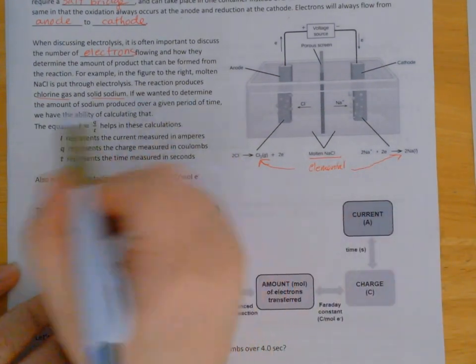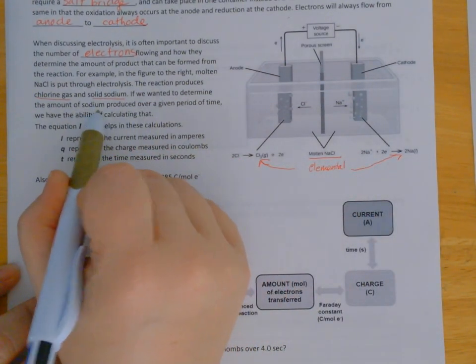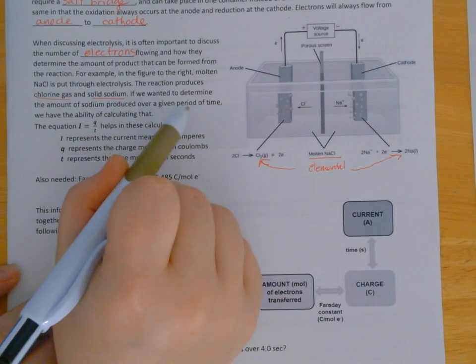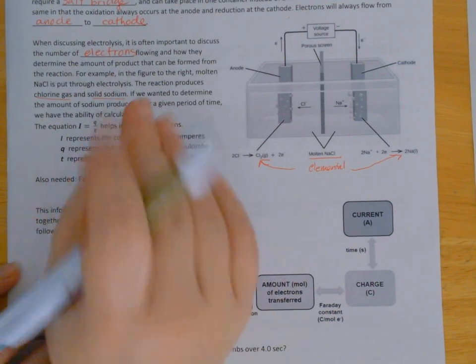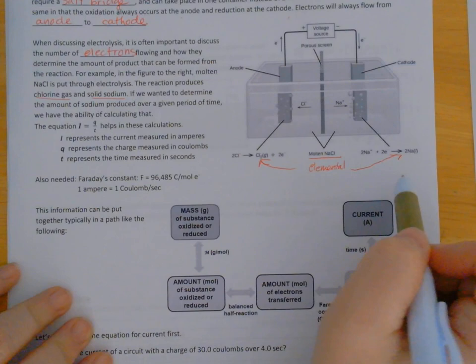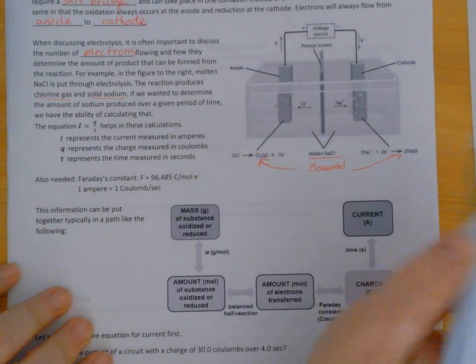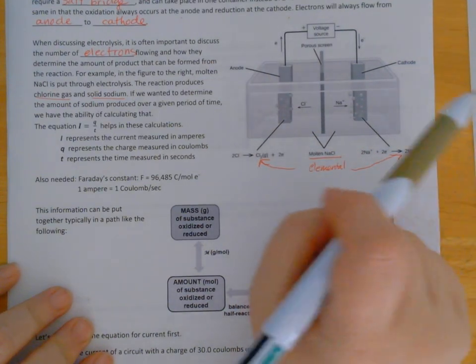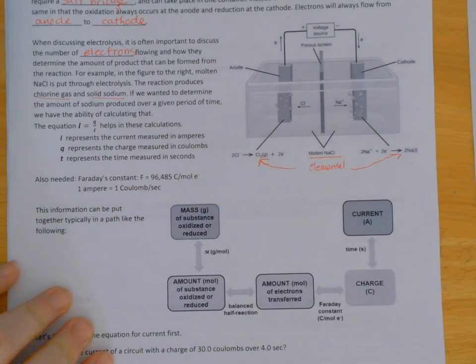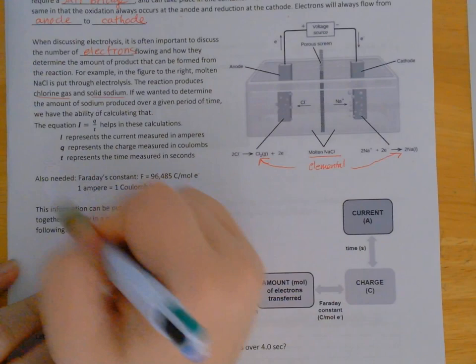So if we wanted to determine the amount of, say, sodium produced over a given period of time, we have the ability of doing that. So if we say, okay, here's our setup of our cell, it runs for 5 minutes, how much sodium is produced? How much solid sodium can we get from that? And we can actually do that calculation with a little help. Most of it is just conversions, so things we've done before. Not a lot of crazy new stuff, but there is a little bit of new stuff.